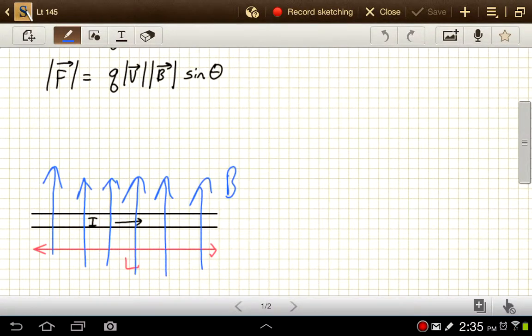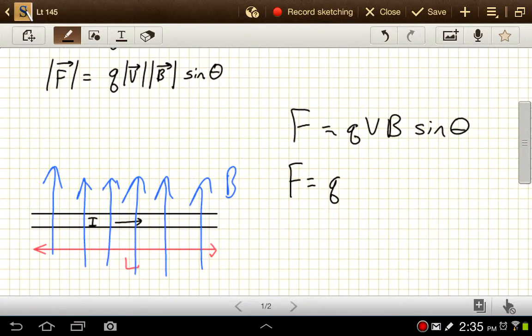But if we rewrite this, I'm just going to drop the absolute value, really the magnitude and the vector signs, and write this as F equals QvB sine theta, which is how it's written on the equation sheet for AP Physics. Remember, velocity we could calculate as the distance traveled divided by the amount of time it takes to travel that distance.